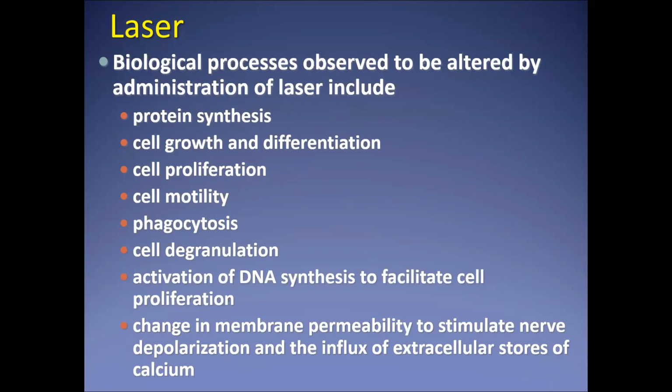All of this is what we found by research can occur because of laser. We have protein synthesis, which means everything's laying down a little better. Cell growth and differentiation improves. The cell proliferation, the increase in the cells in the area, improves. Cell motility. What does motility mean? Didn't know you were getting an English lesson while we're teaching, did you? Movement, right? Exactly. The ability for cells to move around and lay down properly. Cell degranulation of the old phagocytic cells is really big. The activation of DNA synthesis, right? So where the body starts taking those stem cells and differentiating them, it gets better. The change in membrane permeability to stimulate nerve depolarization, to help influx of extracellular stores of calcium. So it allows you to steal some of that calcium from the surrounding area to help lay down some of that new bone growth and the new cell growth in that area. It's really amazing the way this works.